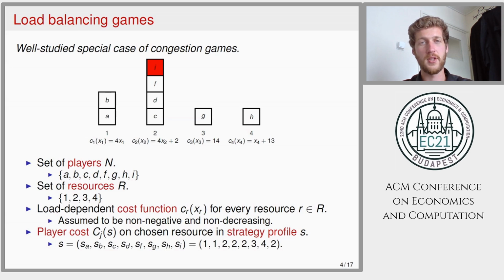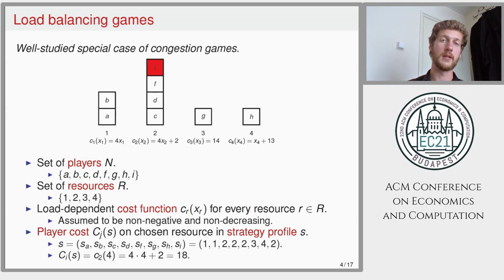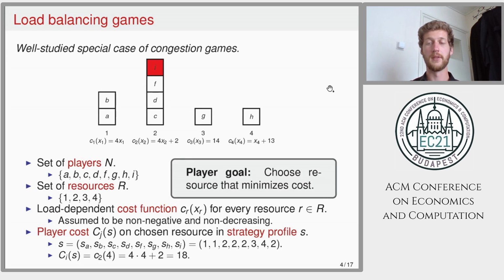So the strategy profile is nothing more than a vector that assigns a resource to every player, namely the resource that they choose. And in order to compute the player cost, we can look at the cost incurred by a player on the chosen resource. So here, for example, player I chooses resource 2. There are 4 players using this resource that all place 1 unit of load on this resource, meaning that the total amount of congestion is 4 times 4 plus 2 is 18. And this is then the cost for player I. And the goal in a congestion game or in a load balancing game is for a player to choose a resource that minimizes her cost.